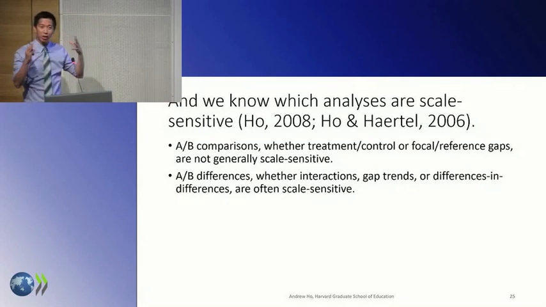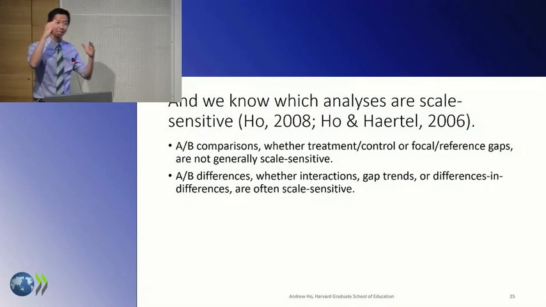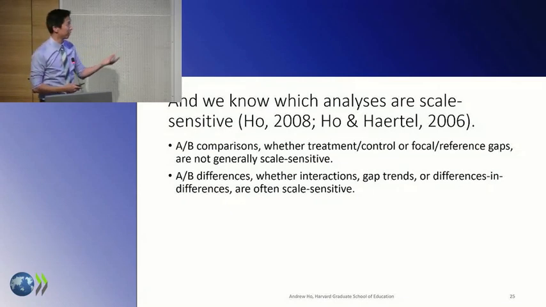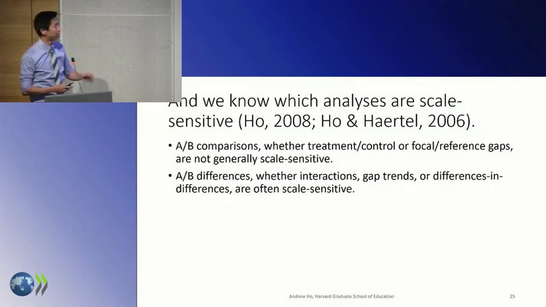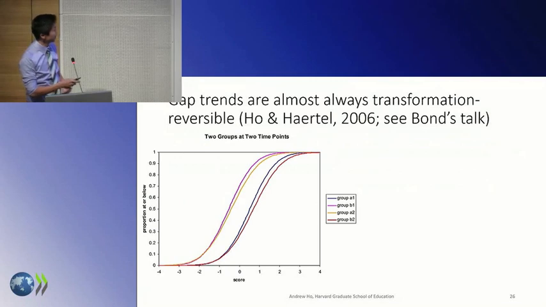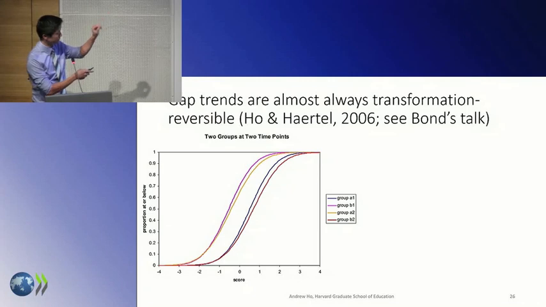So we can actually take various methods and interpretations and rank them in a kind of order in which they're likely to be susceptible to transformation invariance, even before we start to test out plausible transformations. Here's a little bit of an illustration of how we can do this. These are CDFs from a low-scoring group making a little bit of progress, and then the high-scoring group has also made a little bit of progress.